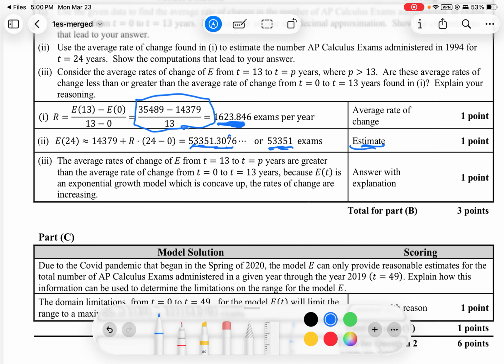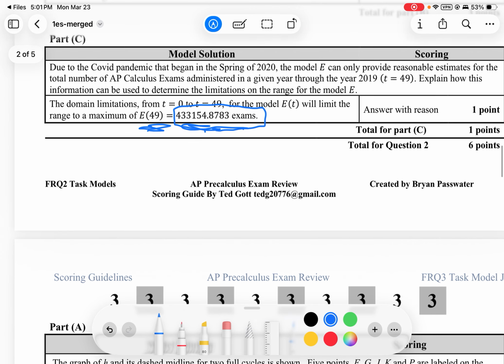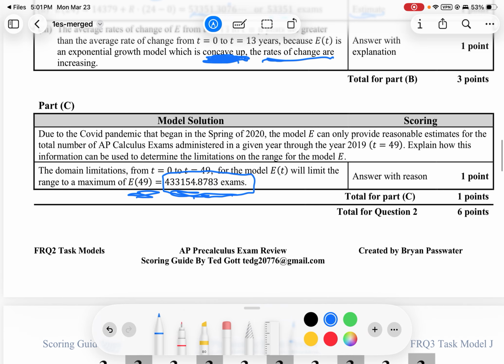All right, the average rate of change of E from t equals 13 to t equals p years are greater than the average rate of change from t equals 0, because E of t is an exponential growth model, which is concave up. The rates are increasing. So this word concave up needs to appear in your answer to get credit. And that's a point. All right, let's see what it says for this one. The domain limitations from t equals 0 to t equals 49 for the model E of t will limit the range. So I think, well, I didn't provide a number. So maybe that's better to plug that in. I don't know. We're all doing the best we can here.